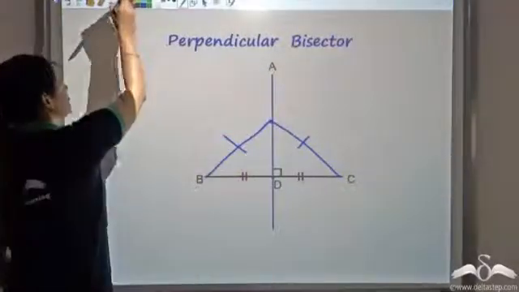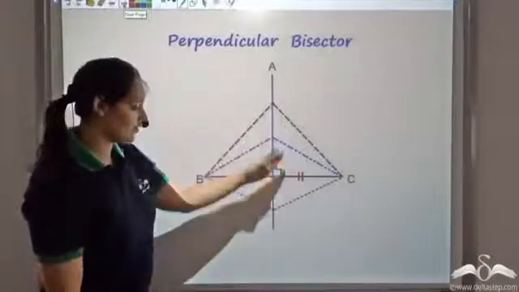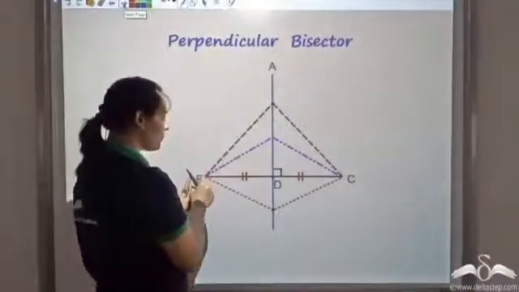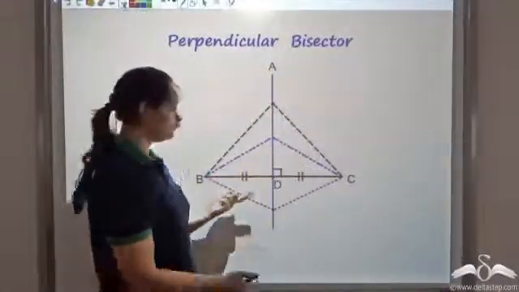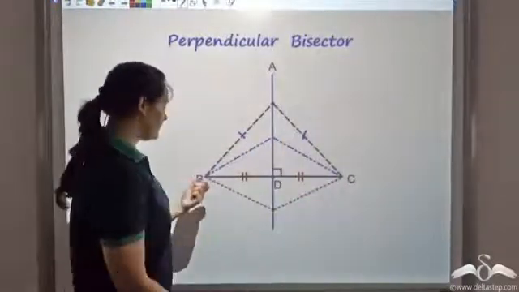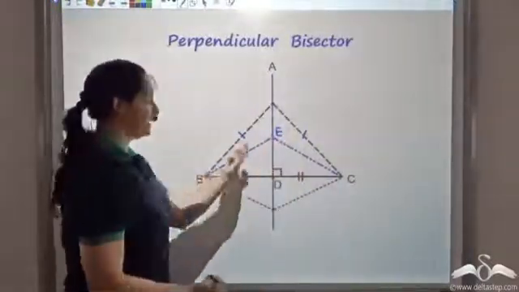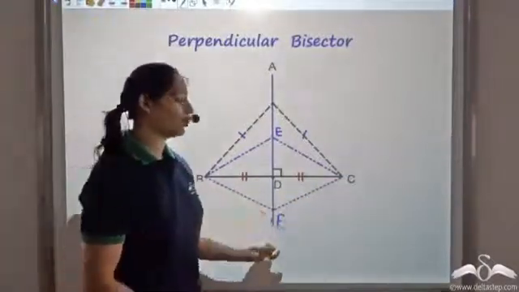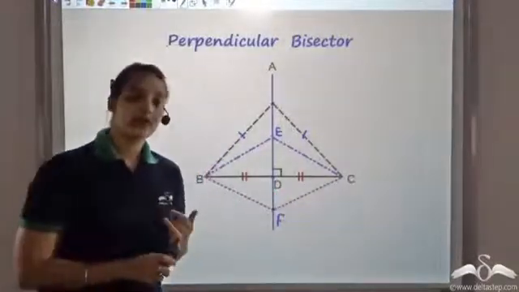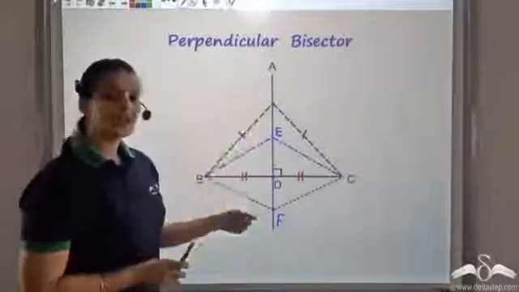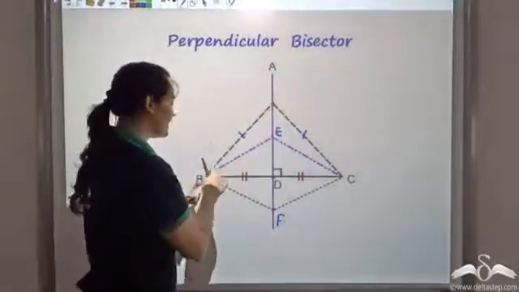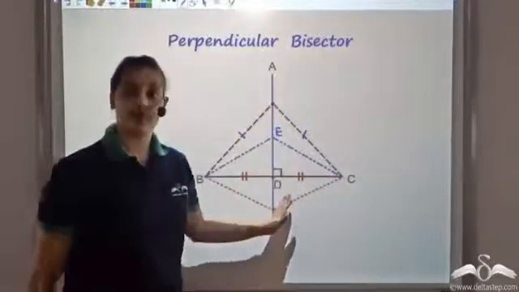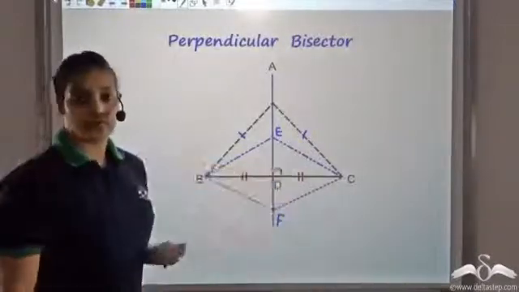In fact, let's take different points on this line, which is the perpendicular bisector to BC. The distance of all these points from B and C would be the same. So this would be equal to this. Similarly, if I call this point E, then BE would be equal to EC. And let's say if this point is F, then BF would also be equal to FC. So a perpendicular bisector is a line on which you can take any point, and that point would be equidistant from the endpoints of the line segment to which it is a perpendicular bisector. So this is what I get from perpendicular bisector.